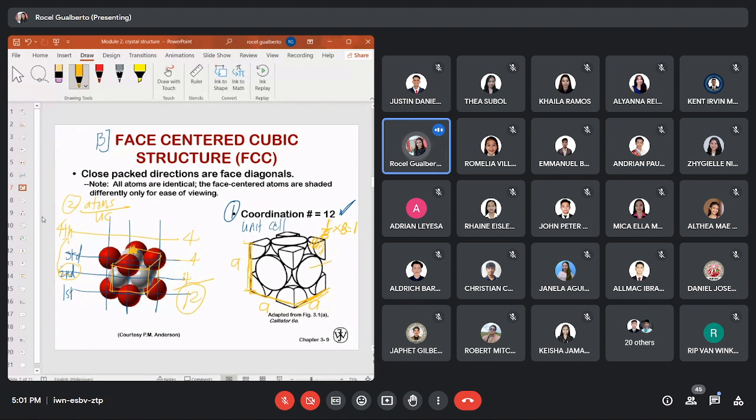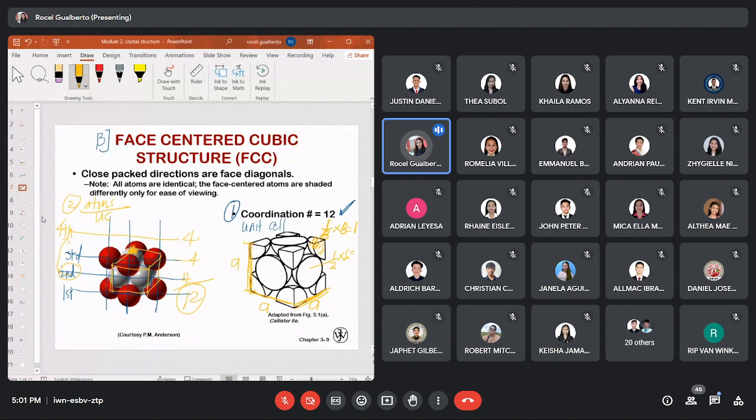Tapos, meron pong ganito. Okay? Ano naman po ito? Anong portion po yan? 1/2 po. Tama. So, this is 1/2. Ilan pong 1/2 meron dito? Pakibilang nga po. 6 po. Okay, 6. So, bakit po 6?